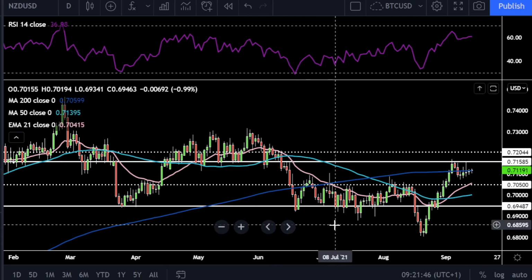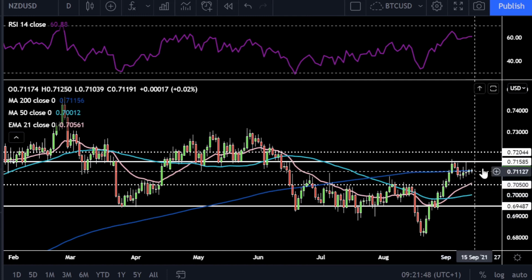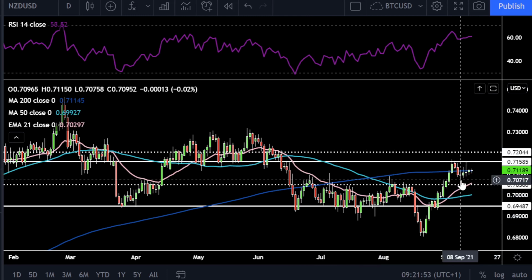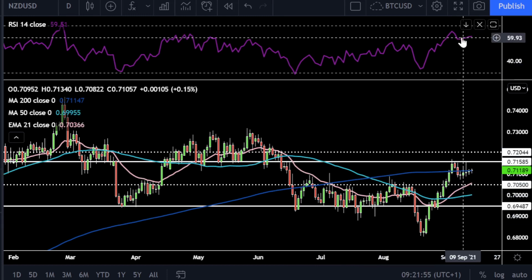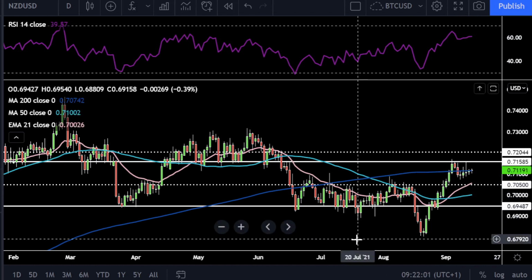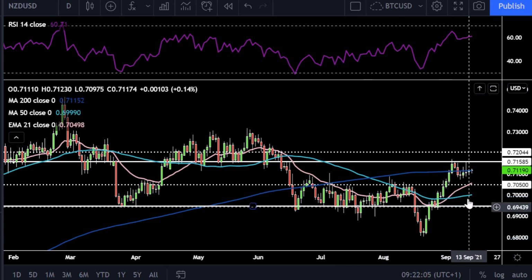So looking at the technicals, we can see prices held up really well. It's hovering and fluctuating around its 200-day simple moving average. The RSI's in the 60 zone, so there's still a bit of room if price was to rally before it became overbought.